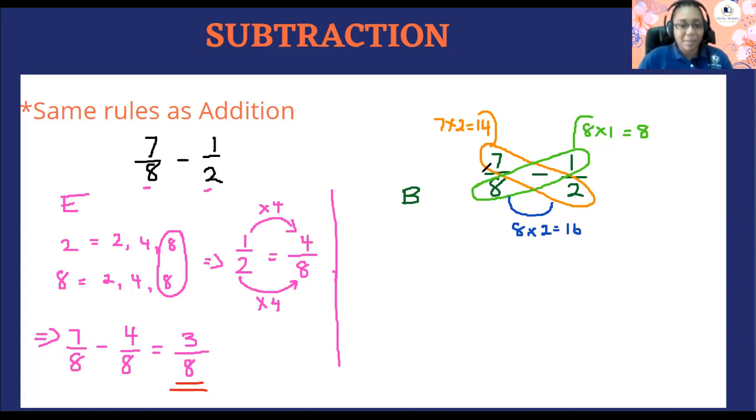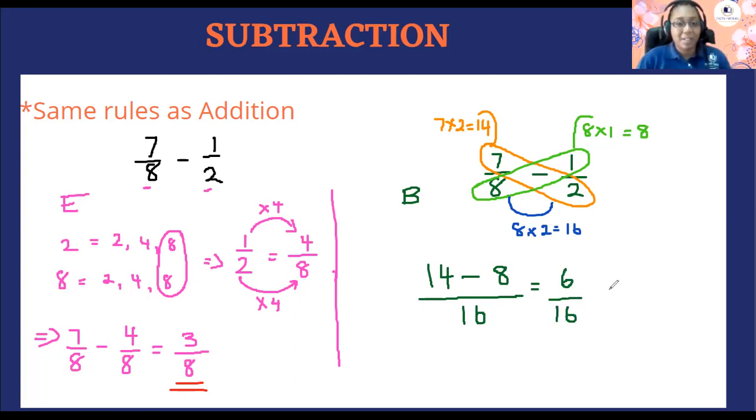Then the third step, right, we're going to find the denominators. So we have 8 multiplied by 2 will give us 16. So when we write this out, this is what it's going to look like. 14 minus 8 all over 16. Right? 14 minus 8 is going to give us 6 over 16.